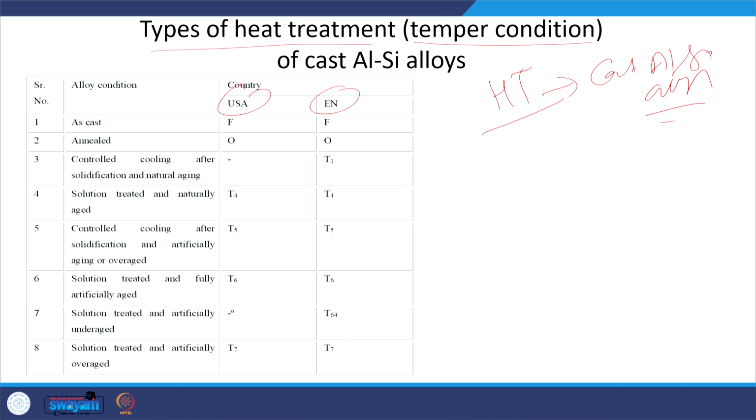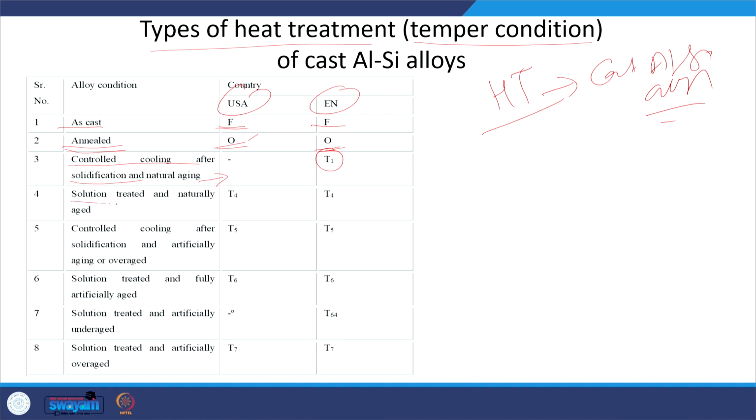If we try to learn in that way, an aluminum casting in as-cast condition is designated as F grade, and the aluminum casting in annealed condition, without any mechanical work, just heating at a higher temperature, is designated as O grade. Then if the casting is subjected to controlled cooling after the solidification followed by natural aging, this is assigned as a T1 grade.